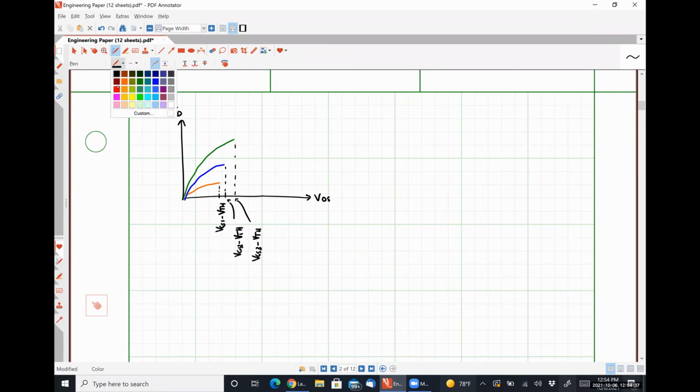What is interesting about these guys is that they follow a simple parabolic relationship. That doesn't look particularly parabolic, but this guy right here, we'll call ID max, is going to be equal to 1/2 mu N Cox W effective over L effective times the quantity VGS minus VTH squared.